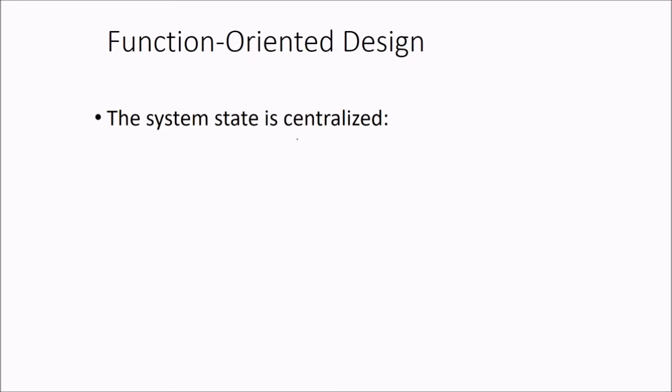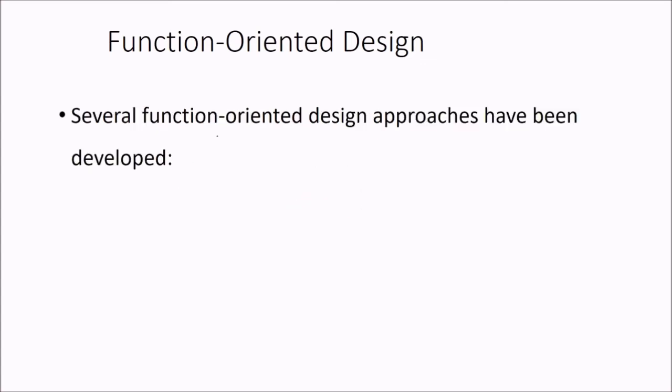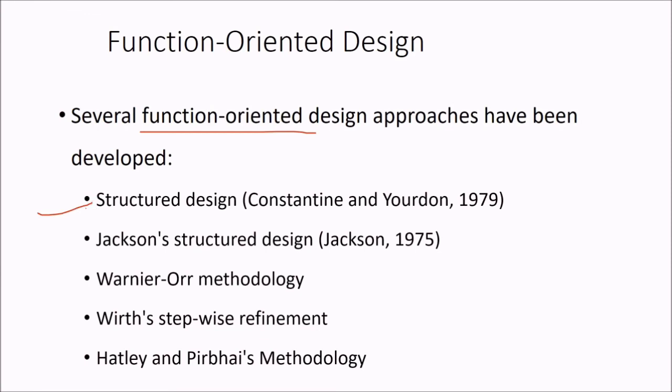The system state is centralized and it is accessible to the different functions which we have divided. These member records, for example, are available for reference and updation to several functions like create new member, delete member and update member record. For function oriented design, there are approaches that have been developed: structured design, Jackson's structured design, Warnier-Orr stepwise refinement, and the Hatley and Pirbhai methodology.